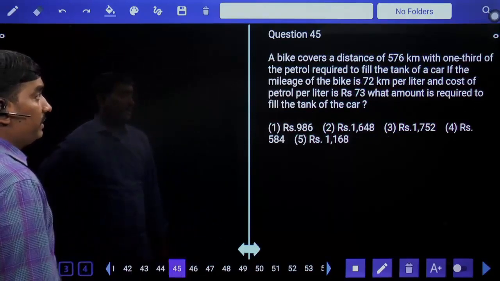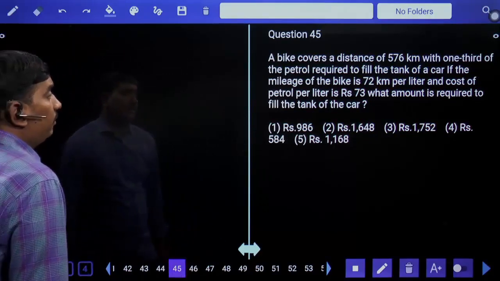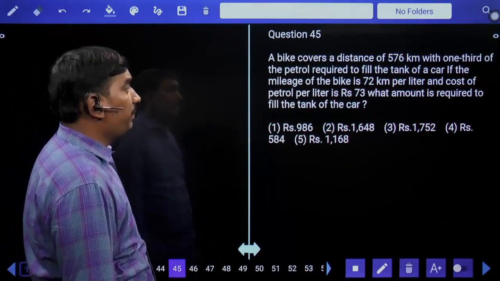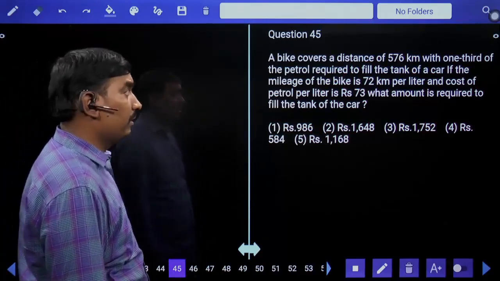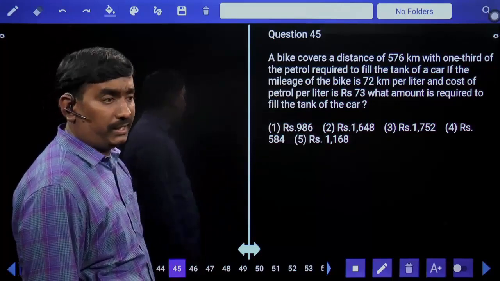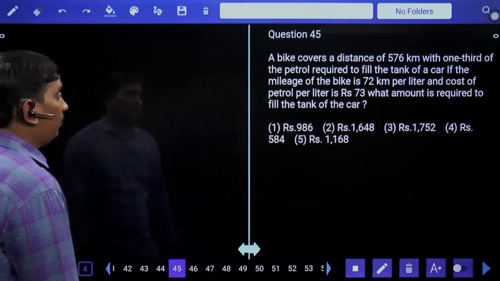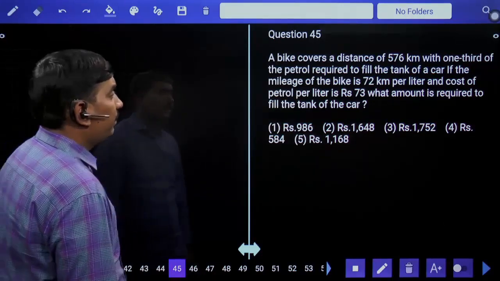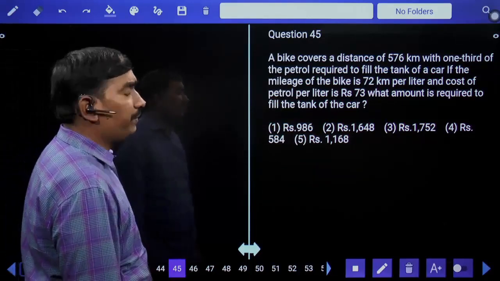A bike covers a distance of 576 kilometers with one third of the petrol required to fill the tank of a car. If the mileage of the bike is 72 kilometers per liter and the cost of the petrol per liter is 73 rupees, what amount is required to fill the tank of the car?